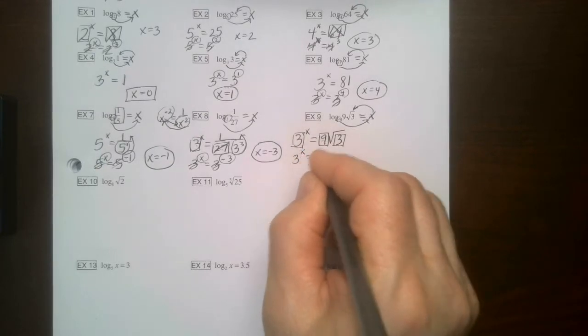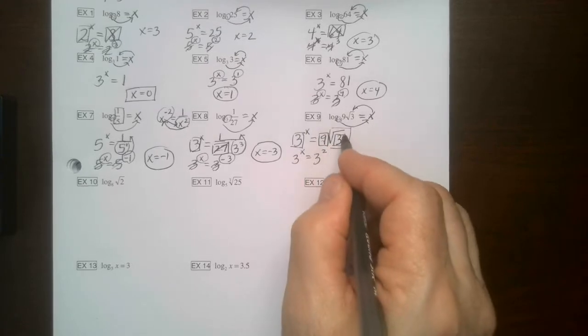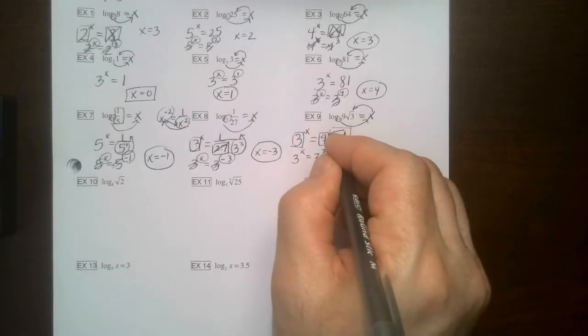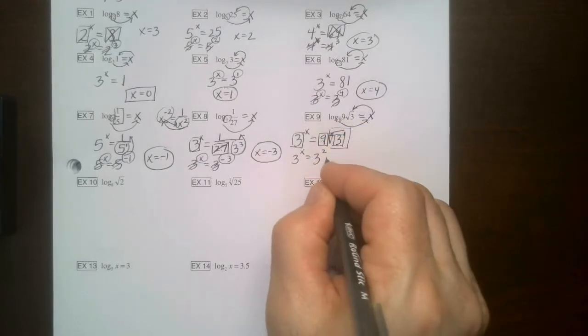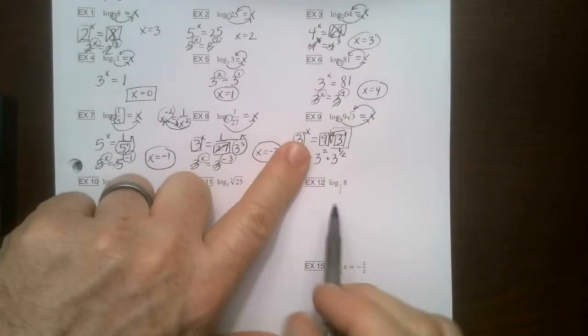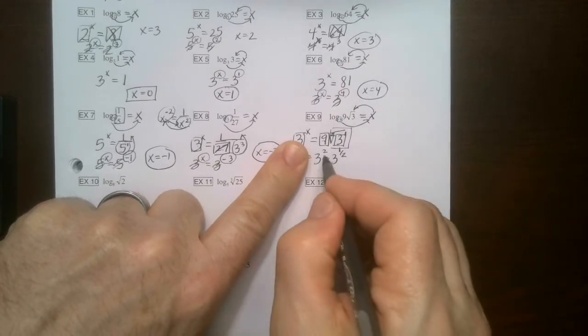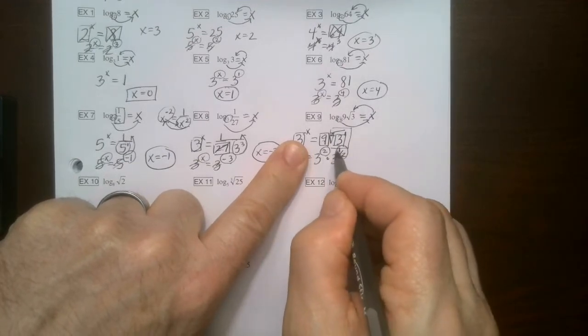So 3 to the x equals, watch this, 3 squared. And I'm going to tweak this because that's a 1, and there's a little invisible 2 in there. So I'm going to write it as 3 to the 1/2 power. Now concentrate on this side. When the bases are the same and you're multiplying, you add the exponents.